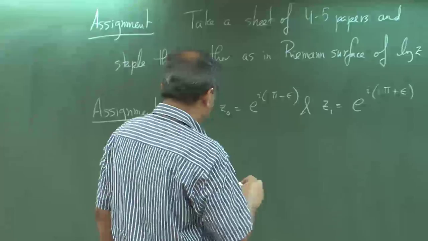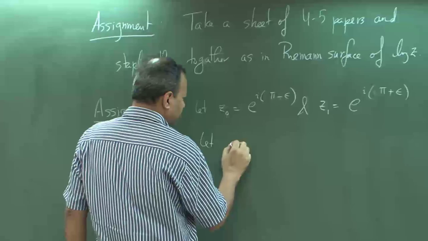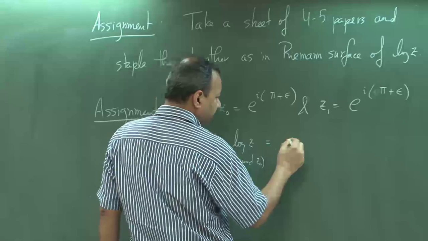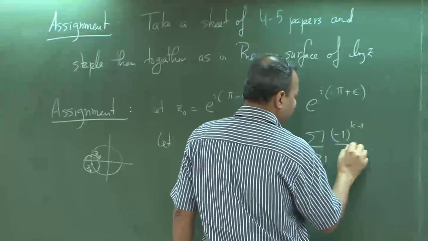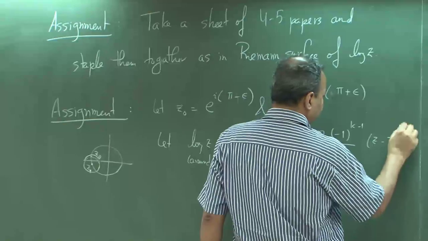And let log z around z naught be, of course, you know what it is. It's i times (pi minus epsilon), plus the sum over k greater than or equal to 1 of (minus 1) to the k minus 1 divided by k times (z minus z naught) to the k, and we saw this last time. Okay.